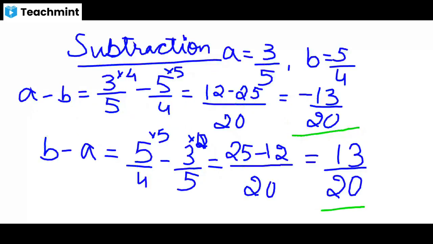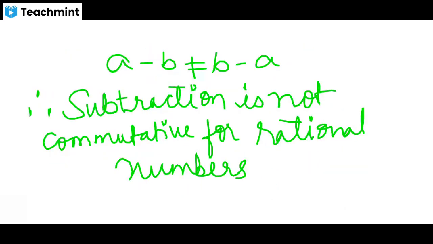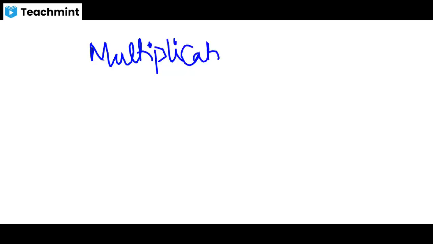Completed, children? Yes, ma'am. Okay. Then next, the third one, what you should write? We have completed now addition, subtraction. Next one is multiplication. Write down multiplication. So now you should check for multiplication.